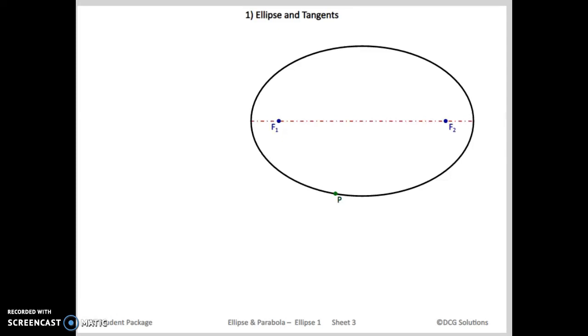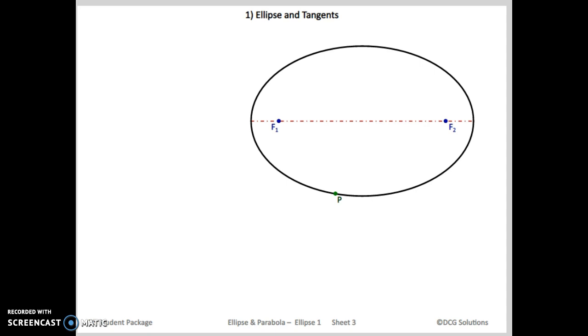For this video we're going to talk about tangents, and mainly tangents to ellipses. First off, what is a tangent? A tangent is a line that touches a curve, meaning it can be a circle, an ellipse, or a hyperbola. We haven't seen the last two yet, but it can be a line that hits a curve at one point.